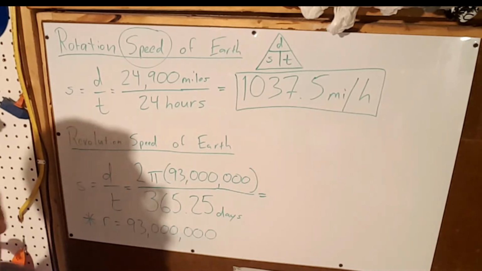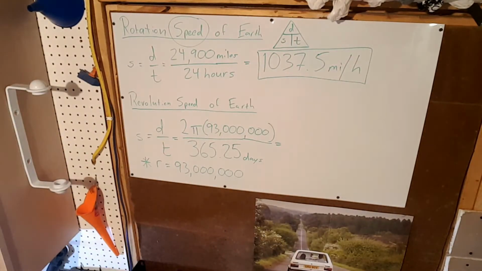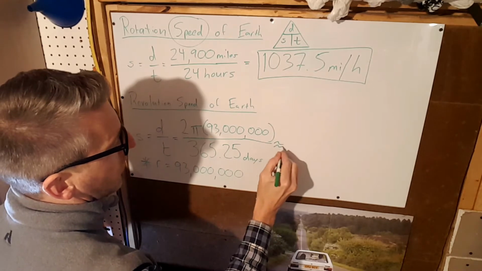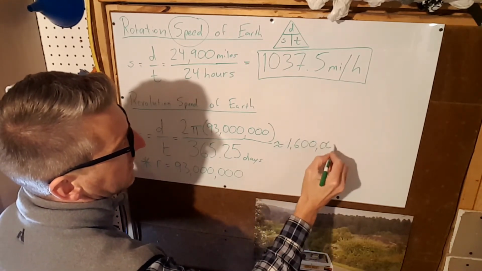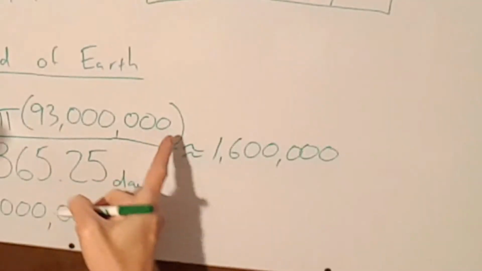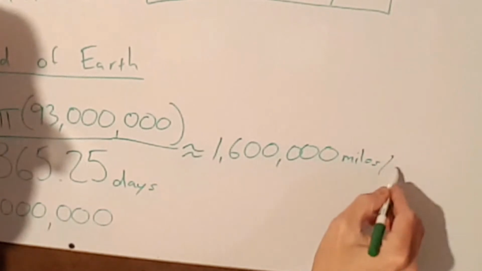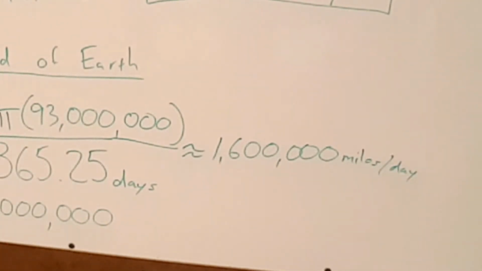365.25 gives you a big number, but we're just going to take that number and we're going to round it a little bit to make things easier. So I get rid of this and go 1,600,000. Now watch your units. We did this in miles, and the bottom is days. So this is miles per day. That's how fast it is in miles per day.